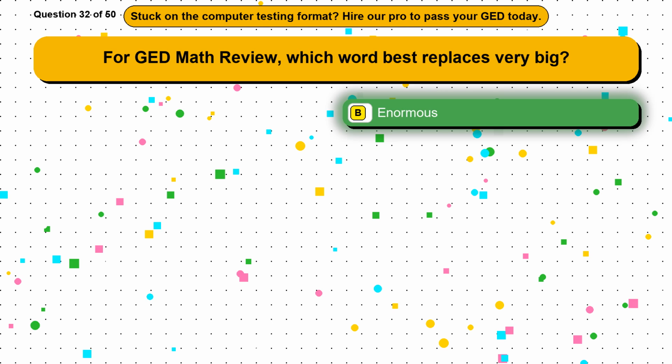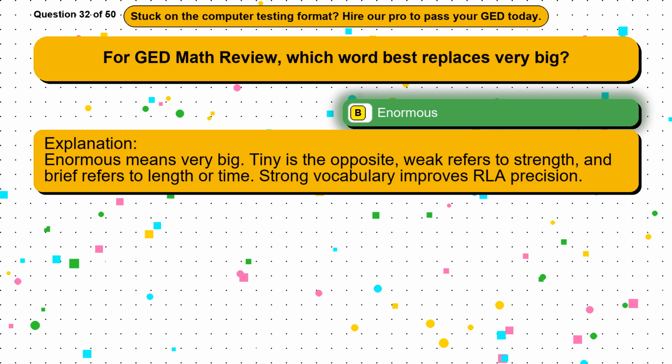Enormous. Enormous means very big. Tiny is the opposite, weak refers to strength, and brief refers to length or time. Strong vocabulary improves RLA precision.